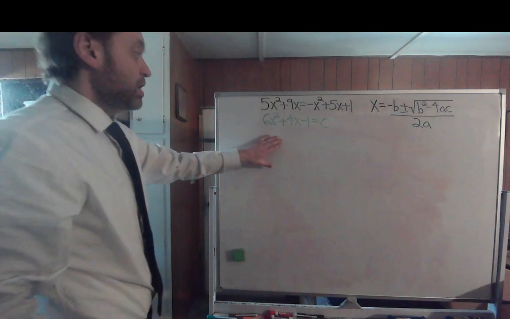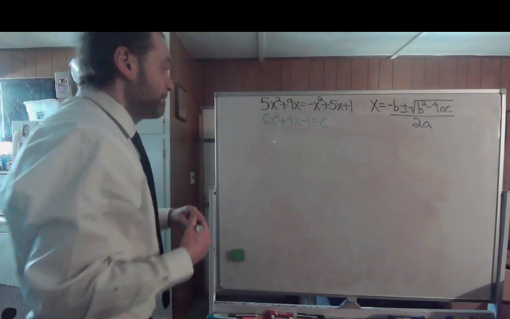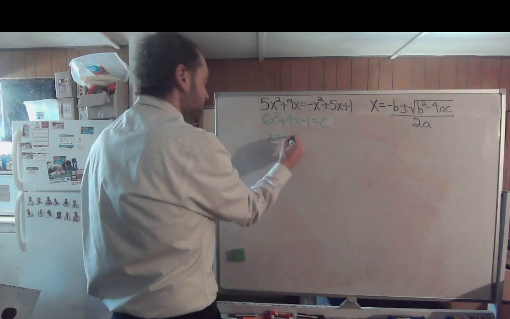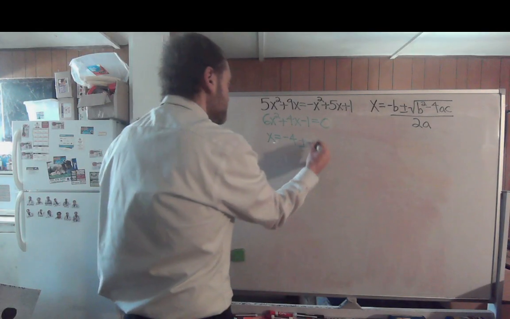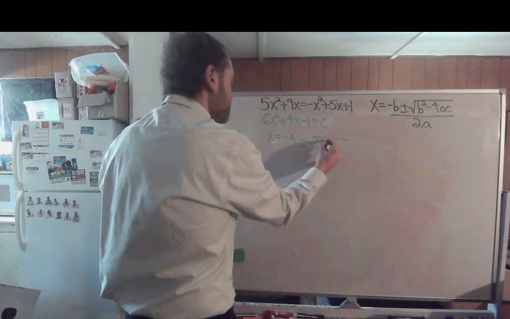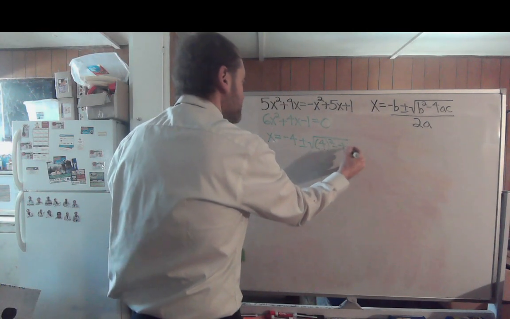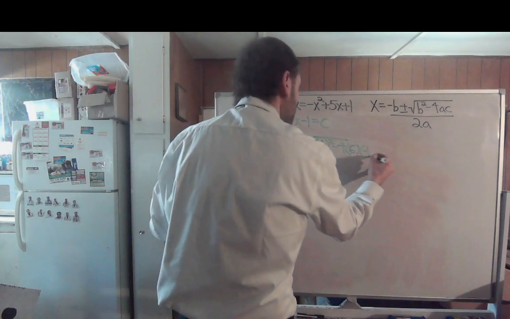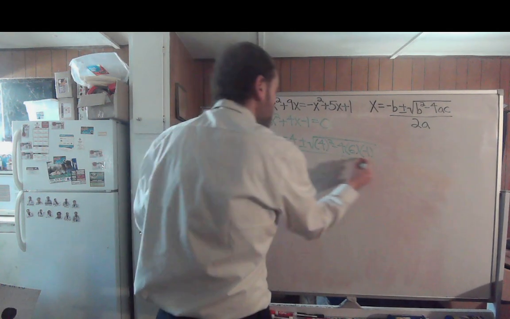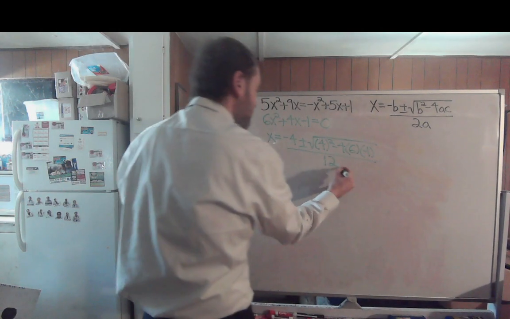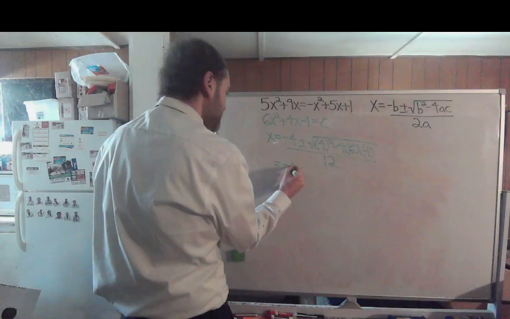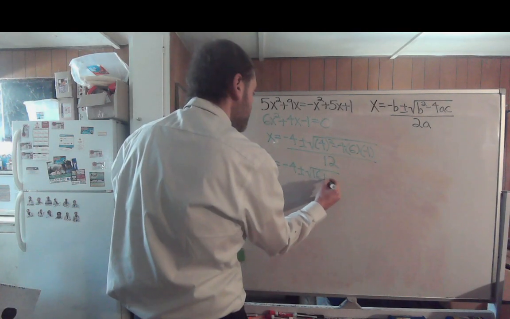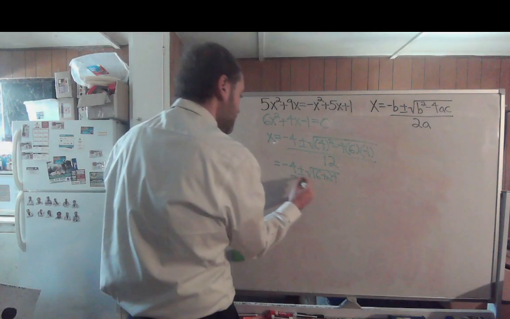So you get 6x squared plus 4x minus 1 equals 0. Now let's apply the quadratic formula. X would equal the negative of your b, so that'd be negative 4, plus and minus the square root of your b squared, so that'd be your 4 squared, minus 4 times your a of 6 times your c of negative 1, all over 2 times your a of 6 would be 12. So that's going to be negative 4 plus and minus the square root of 16 plus 24 all over 12.